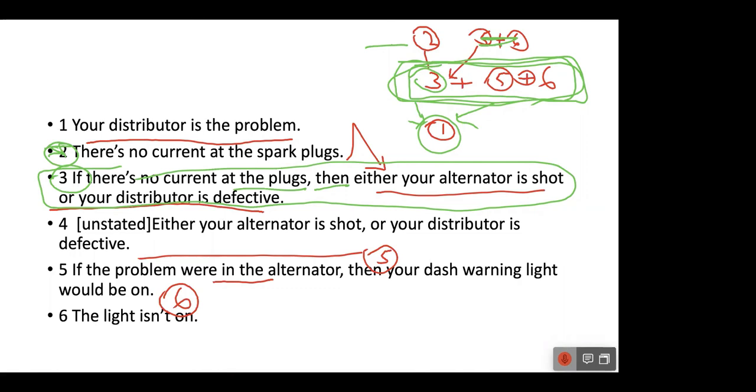So, how do you know there's no current at the spark plugs? Well, there's nothing here that supports that statement. So you take that as a fact. You see what I'm trying to say is that when you have a paragraph with a bunch of statements, you have to figure out which is the ending conclusion, if that makes sense.